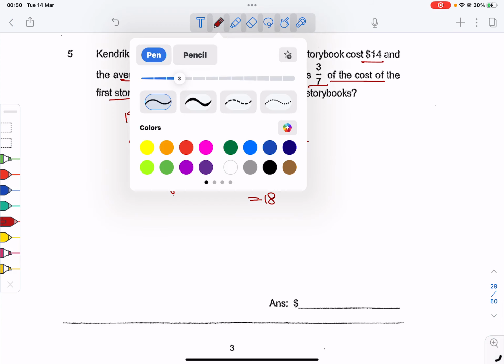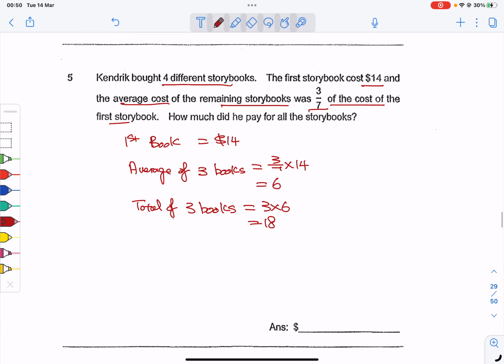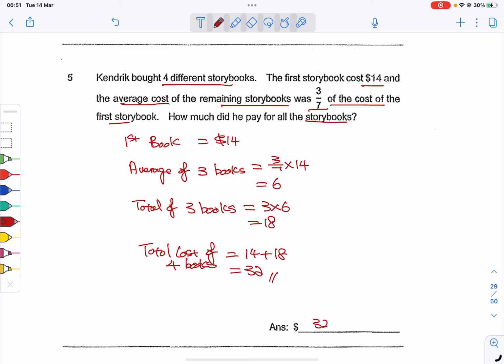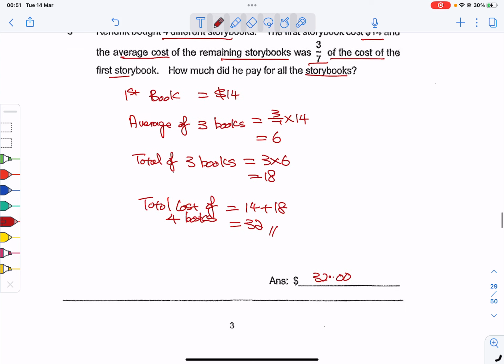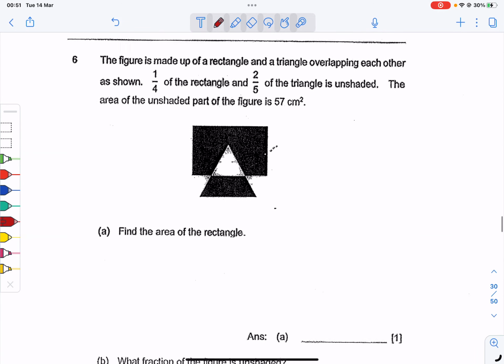Question asks for how much did he pay for the storybooks. So total cost of 4 books will be $14, the first book, plus the other 3 books, it will cost $32. So $32. Next we'll move to question number 6.